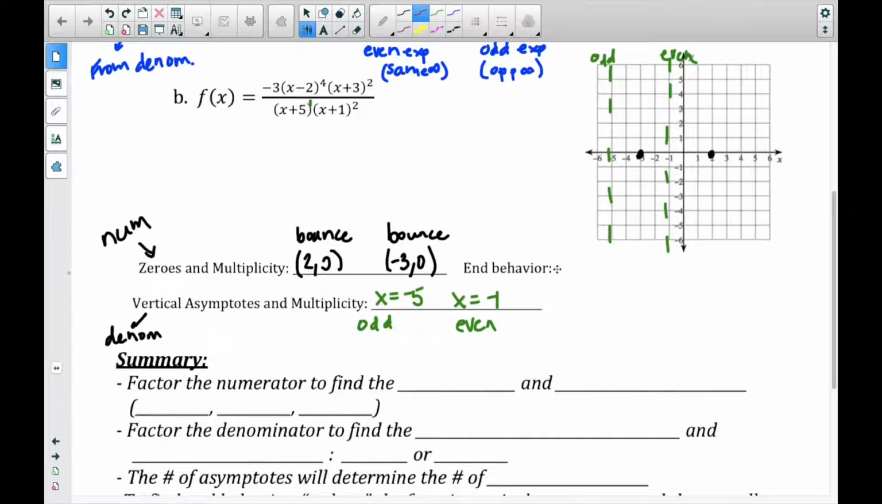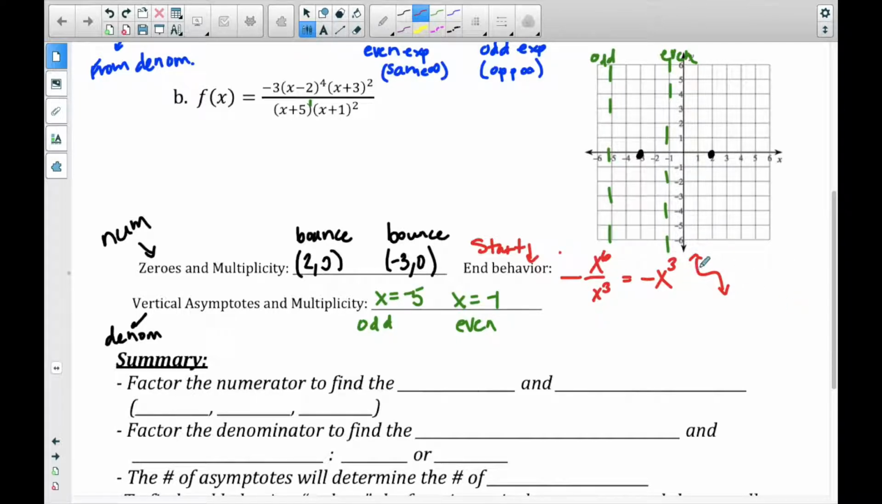Let's think about end behavior. I mentioned earlier we need the negative sign. And our exponents on the top, if we multiplied this all the way out, we would get x to the 6th in the numerator. In the denominator, we would get x to the 3rd. That reduces. What does it reduce to? X to the 3rd. So our end behavior is going to look something like this. That tells us where to start the graph. We start according to the end behavior.